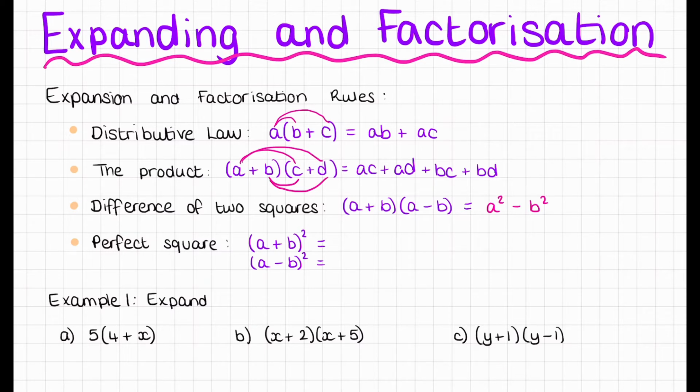Perfect squares, once again, you could do it by using the product, do a plus b multiplied by a plus b, expand. But once again, there's a quick rule that if you just learn it, it can make things a lot quicker. So if you have a plus in the middle, it's a squared plus 2ab plus b squared. If there's a minus, then it's a squared minus 2ab. This second part here, though, is still plus b squared because obviously if you have minus b times minus b, two negatives become a positive.